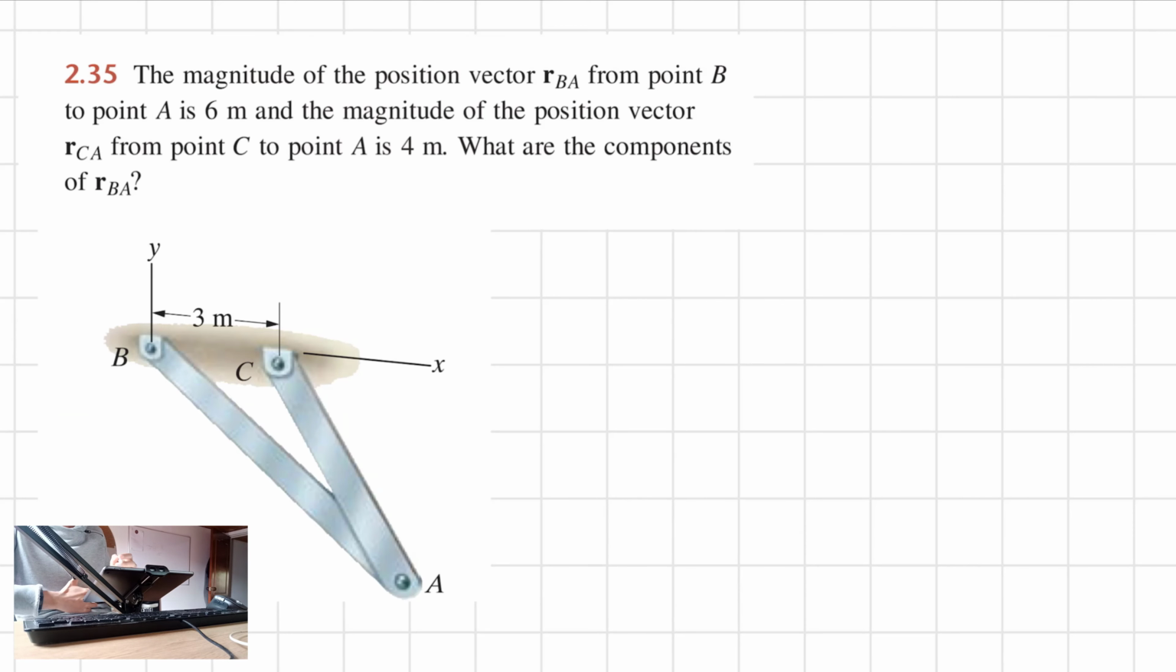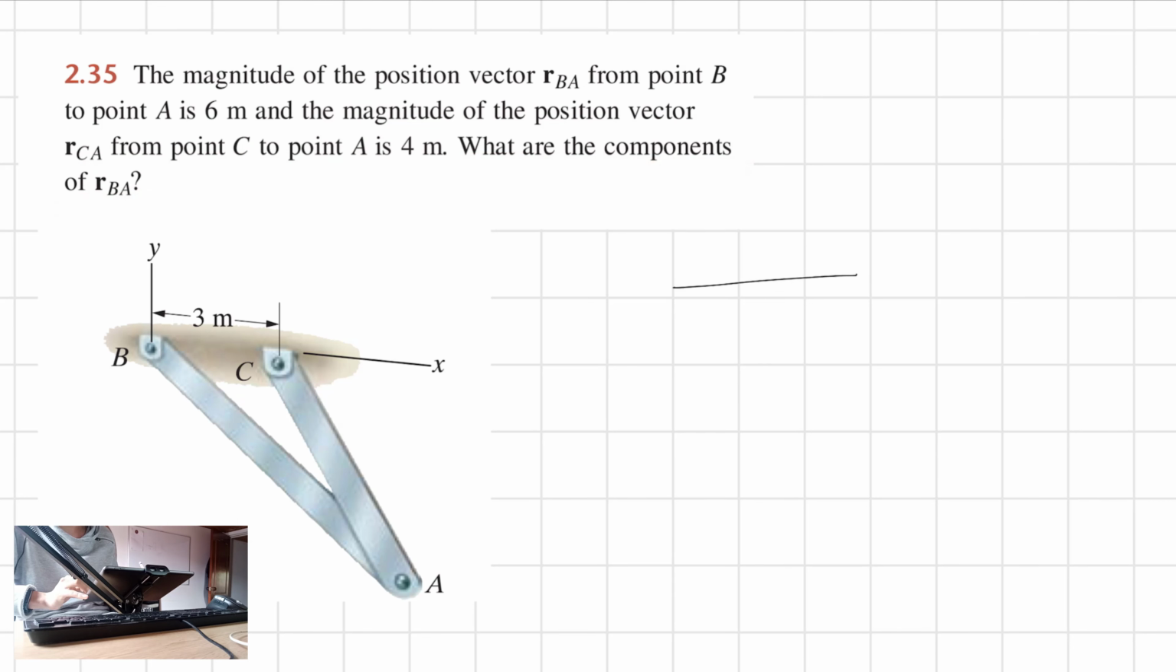Okay, we will solve the following exercise. Exercise number 2.35. The magnitude of the position vector RBA from point B to point A is 6 meters, and the magnitude of the position vector RCA from point C to point A is 4 meters. What are the components of RBA?